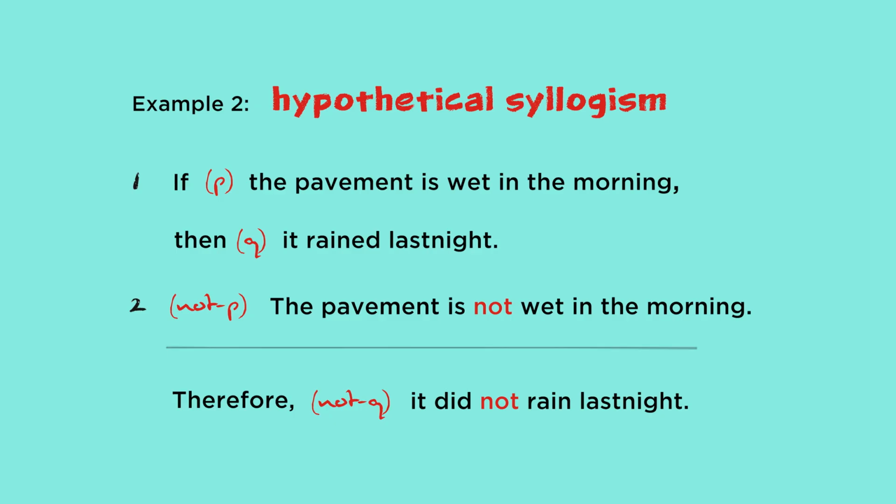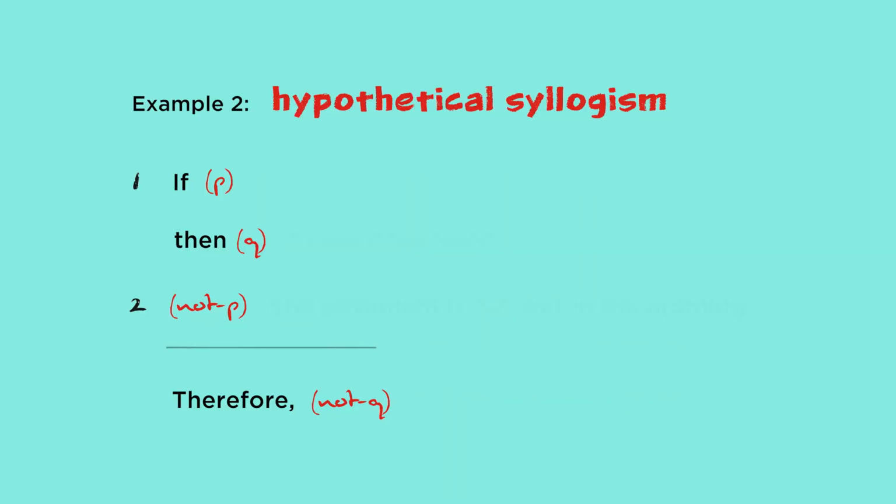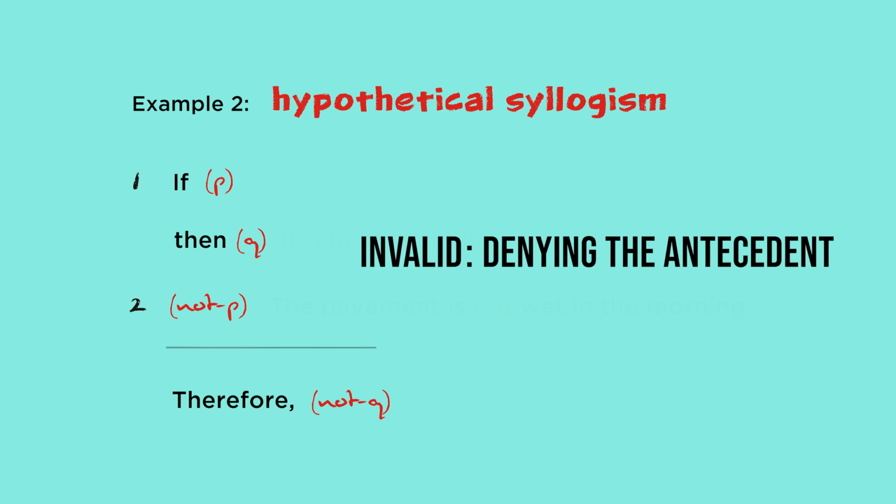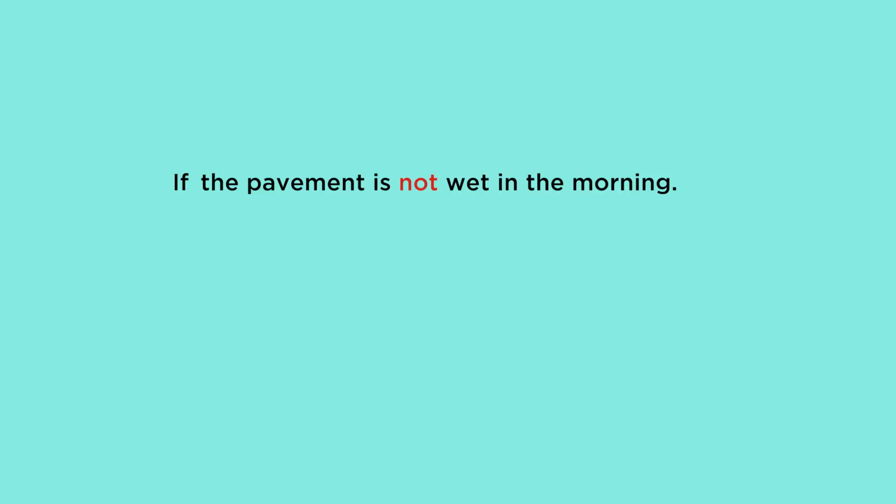If you think about this as a real life example, you can think of all sorts of explanations for why the pavement wasn't wet this morning. That's why this argument is invalid. It's called denying the antecedent. Just because the sidewalk's not wet doesn't mean that you can infer that it didn't rain last night.